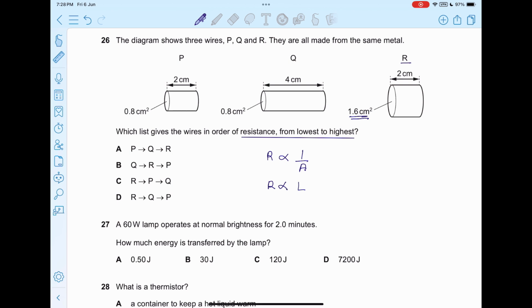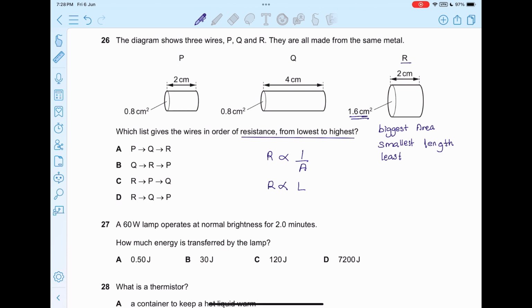The diagram shows 3 wires, P, Q, and R. They are all made from the same metal. Which list gives the wire in order of resistance from lowest to highest? So resistance is inversely related to area, and resistance is directly related to the length.